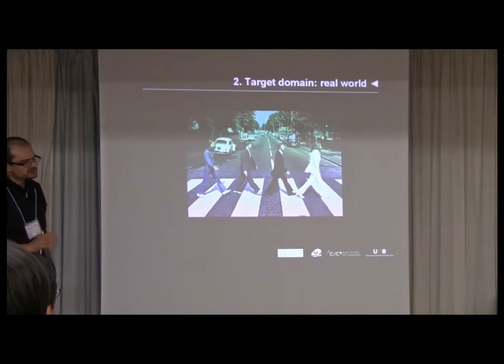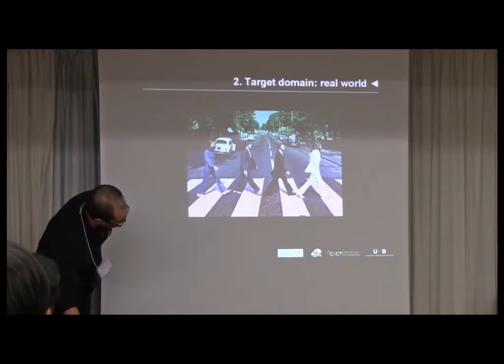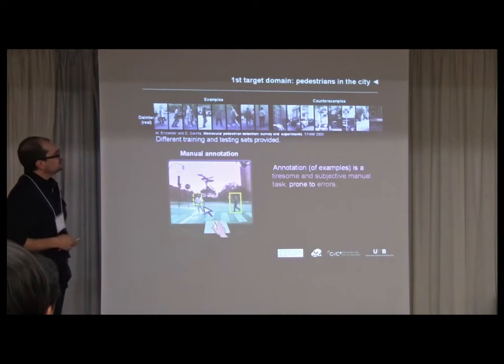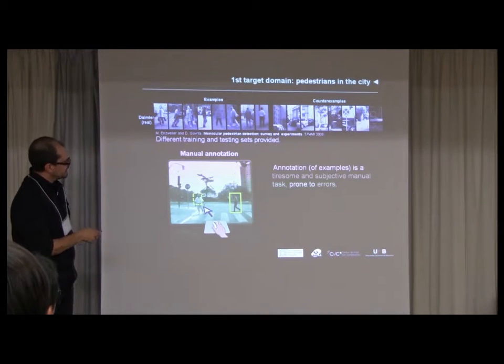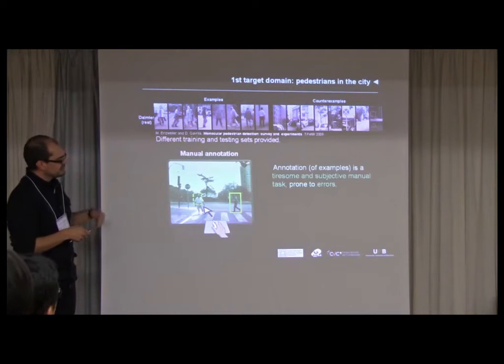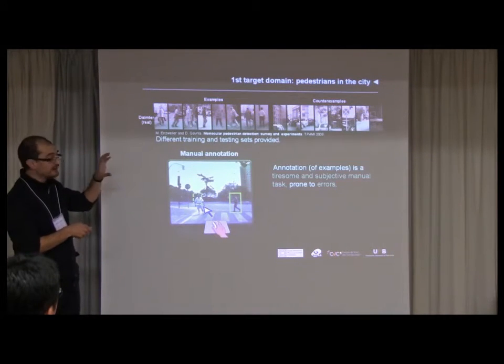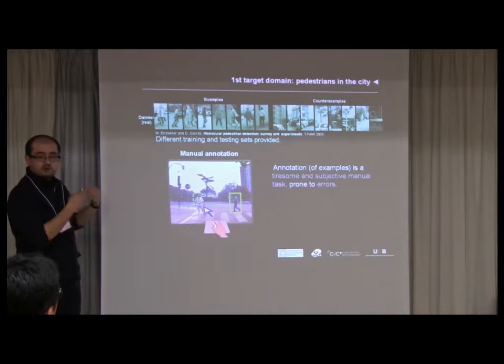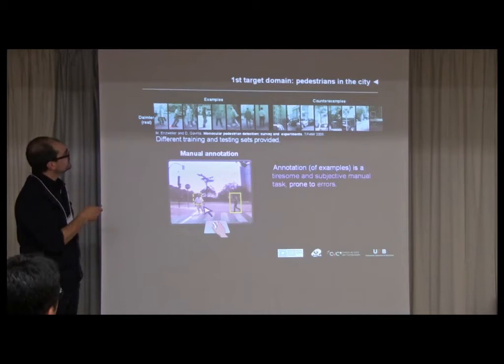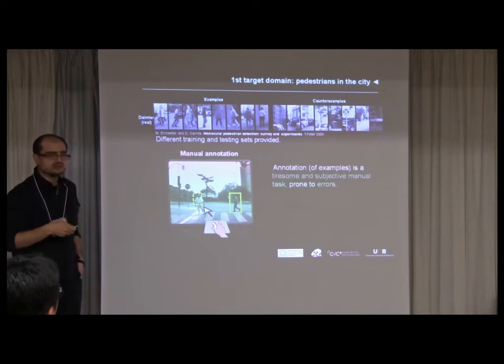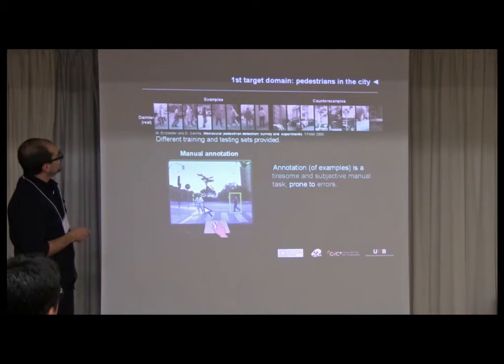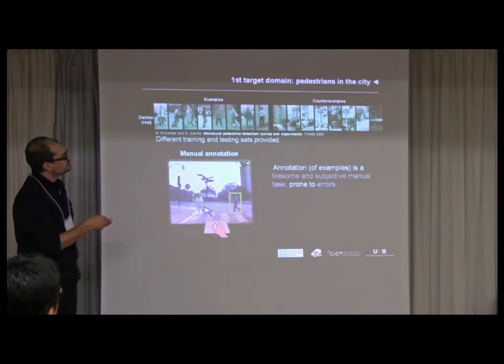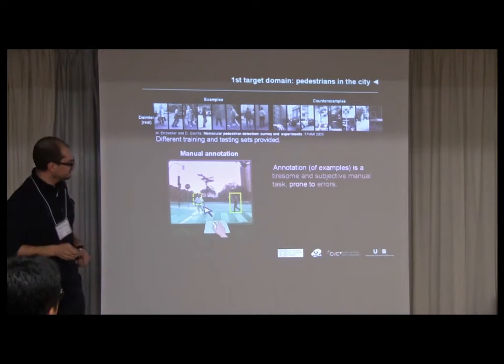Okay, let's go to the target domain in this case. For us, the target domain are images like this one, that were taken from a car. And for doing our experiments, we used a database which is publicly available from Daimler, the automotive company. Okay, and these are examples from this data set. You have a training set and a testing set.